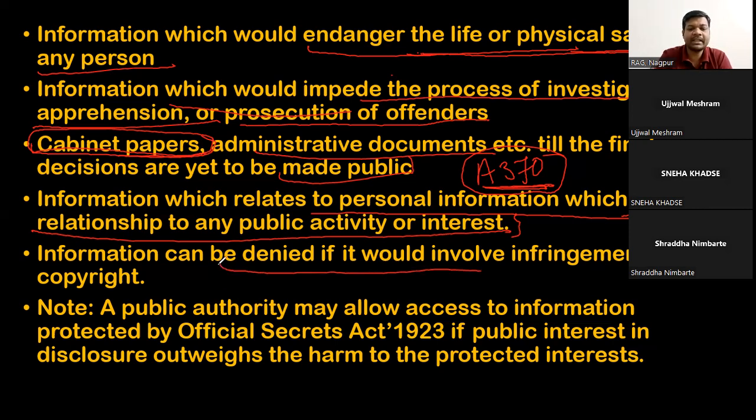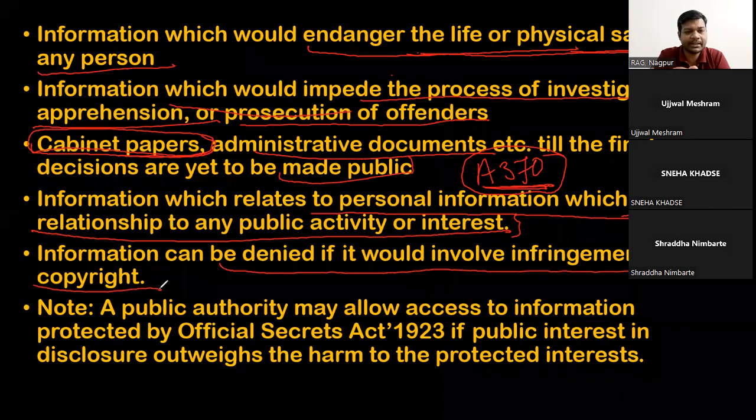Information can be denied if it would involve infringement of copyright. There is a Copyright Act in India. If it is breaching the Copyright Act, or going against copyright, if such activity is going on, this information cannot be given.